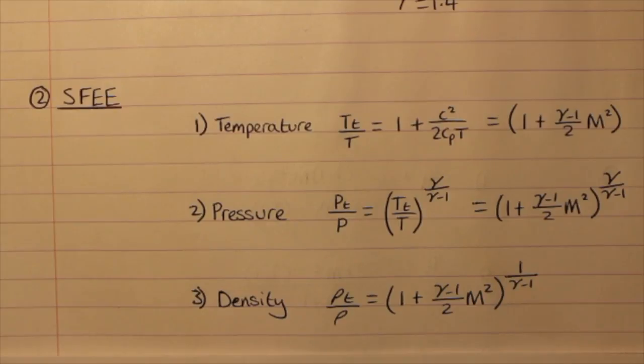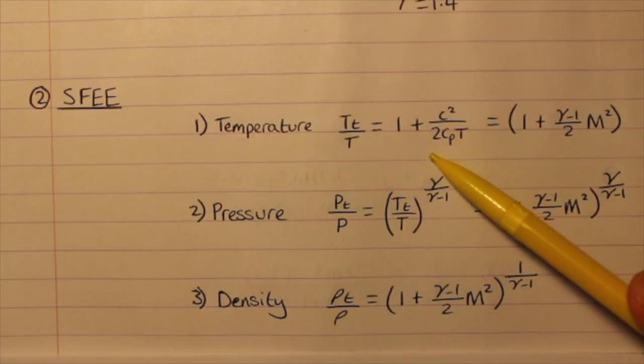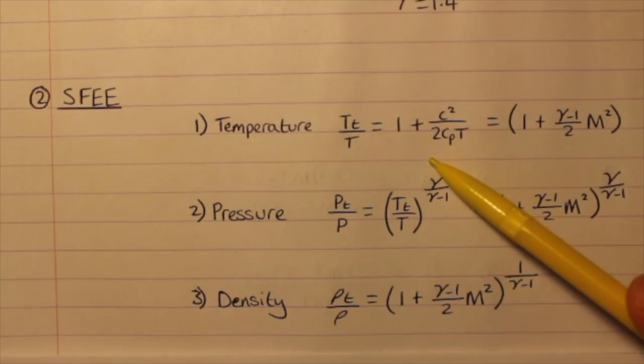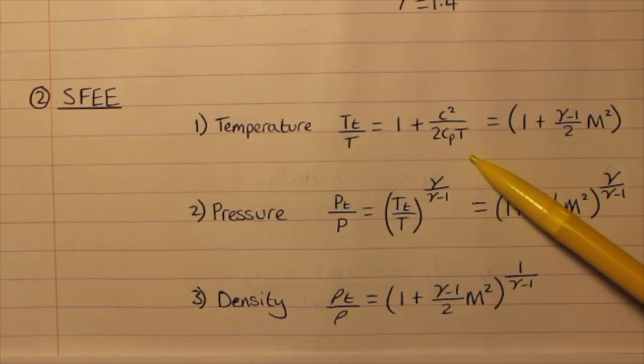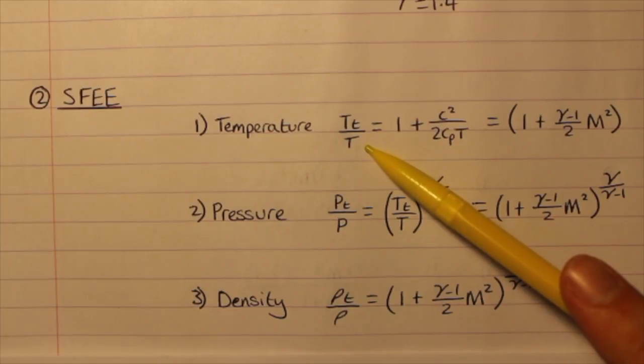For number 2, we have the corresponding steady flow energy equations, which describe the relationships between total and static properties. We are given these equations in the formula sheet, but it is good to be familiar with all of them. The temperature ratio is given as T subscript T over T, where T subscript T is the total temperature, where if the entire flow was brought to rest, the kinetic energy is now displayed as heat energy rather than translational kinetic energy. And normal T is the actual temperature of the gas.